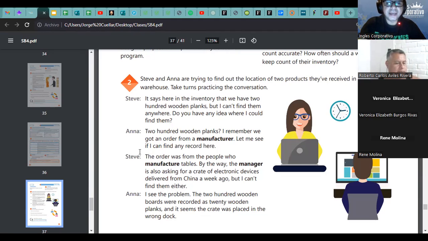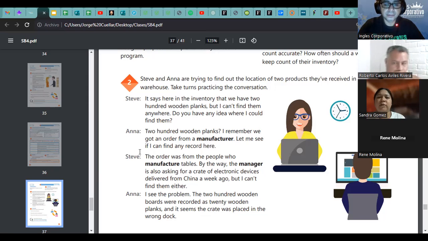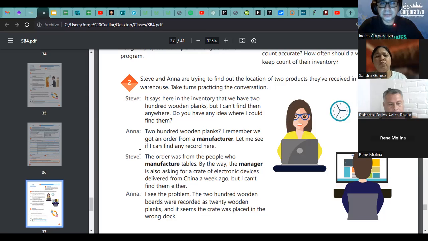Okay, so do you have any pronunciation questions? Yes, teacher. Second line, wooden plank. Wooden. Wooden planks. Wooden plank. Okay, any other pronunciation questions? Last line, wrong dock. Wrong dock, yeah. Okay, wrong dock, thank you. Any other pronunciation questions?